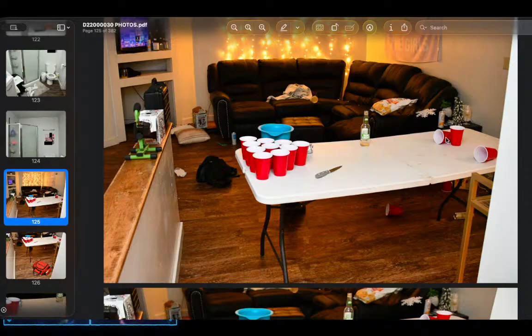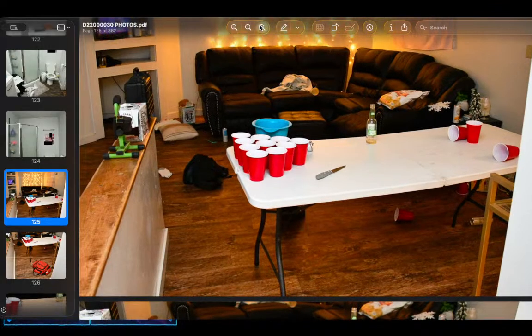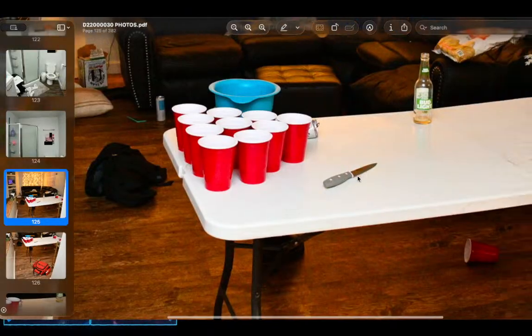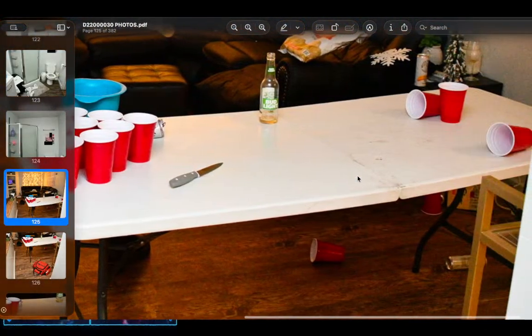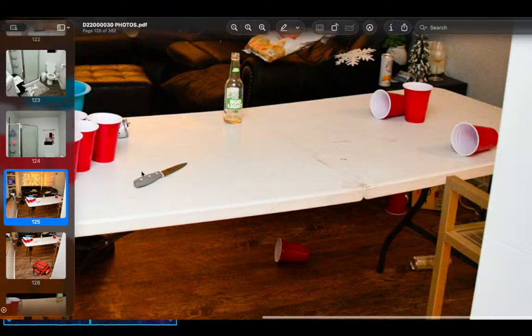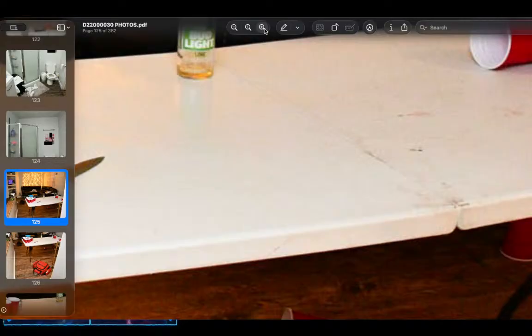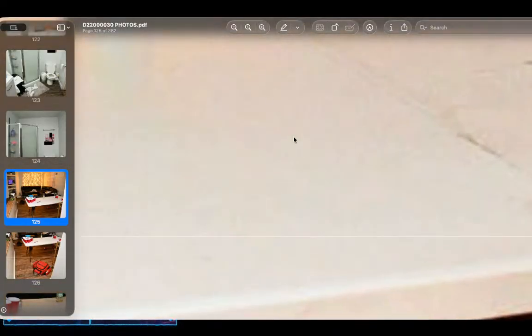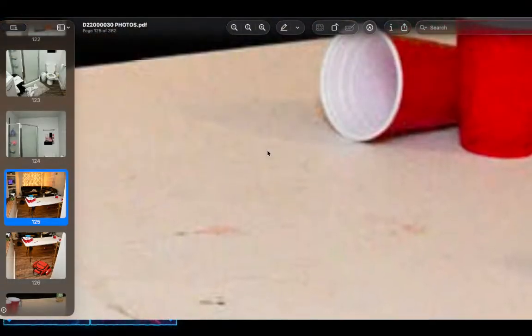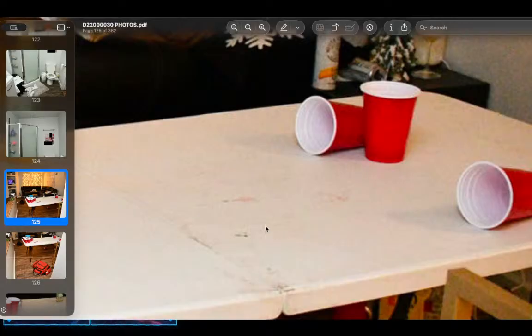What's that? Let's see if I can zoom in. Interesting. So last time I said that there were no red marks on the table, but I was mistaken. Over on this side, red marks. Huh. No. Right there and there.